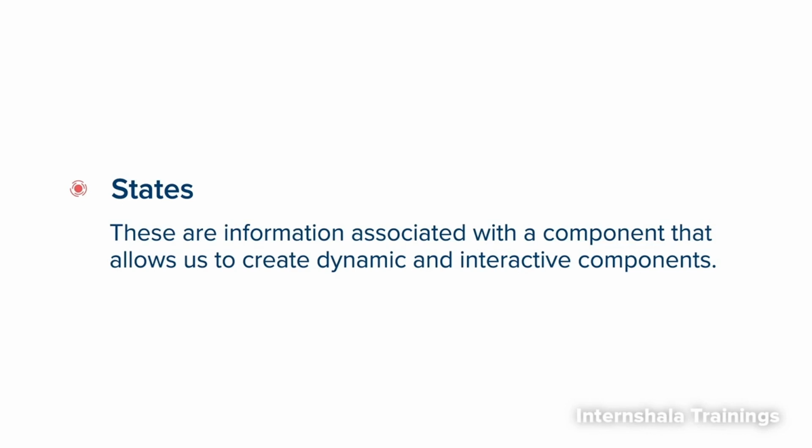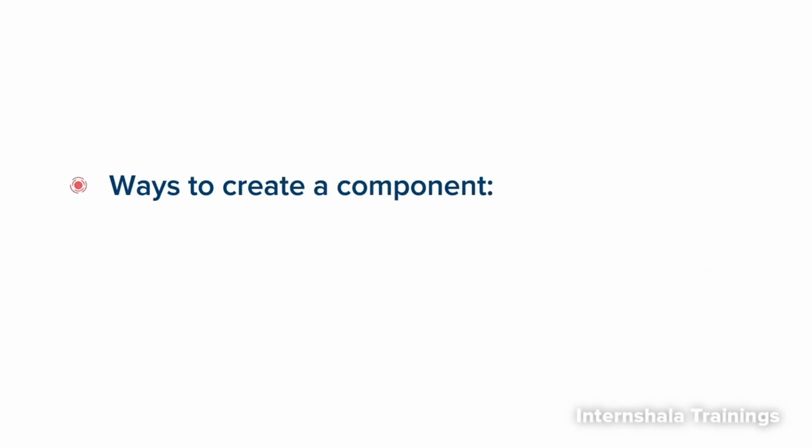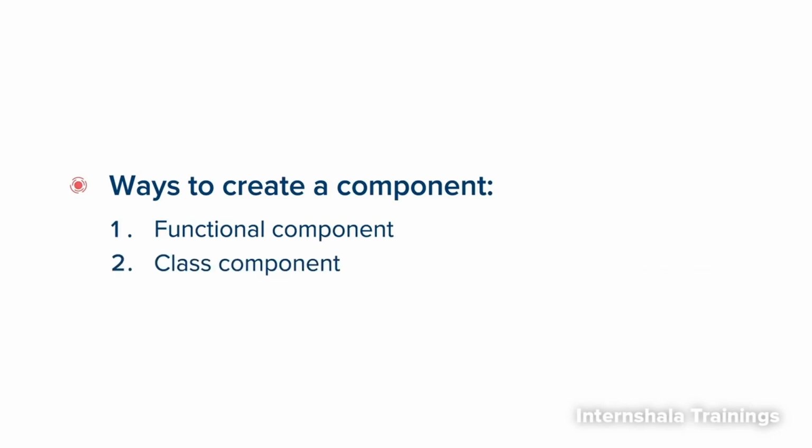So here, we will have to maintain a state for the box component that will denote the heading color. On each button click, this information will be changed and affect the heading color accordingly. Let us see how it works. Now, there are 2 ways to create a component. The first one is the functional component, which we have been doing till now. And the second way is the class component, which we will study in a few moments.